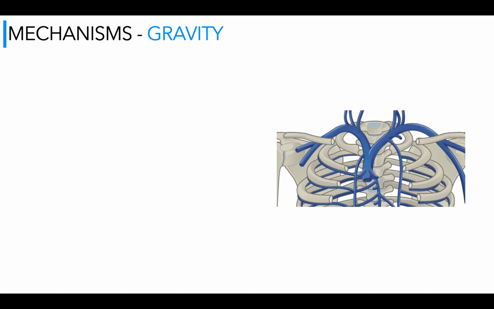The third mechanism is gravity. And this specifically is talking about the blood that returns from the upper body, so the blood above the heart. It's assisted by gravity. While we have the main proportion of blood returning against gravity, we do have some from the upper body that's assisted by gravity. So it's helped to return by gravity. That's mechanism 3.